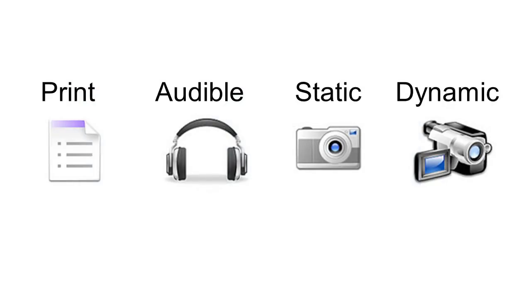Now let's switch gears and explore multimedia. What is multimedia? Multimedia is the use of both words and pictures together. Words can be printed or audible or both, and pictures can be static or dynamic. Multimedia messages must be designed in ways that are consistent with how the human brain works.